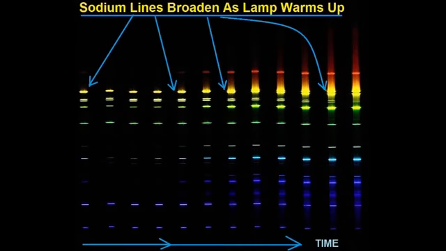We saw in our first video a sodium vapor lamp warm up. As the pressure of the sodium increases with the lamp's warm-up, the yellow sodium lines broaden with increasing pressure, and this can be measured remotely by spectroscopy.